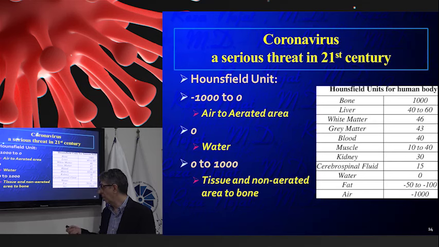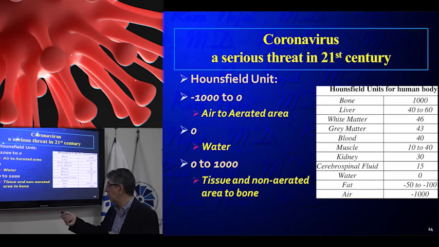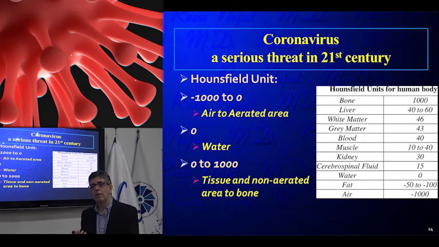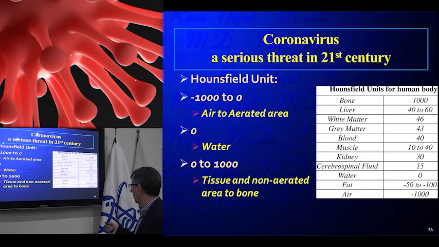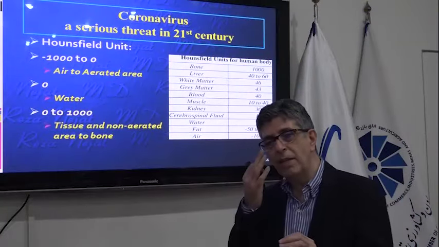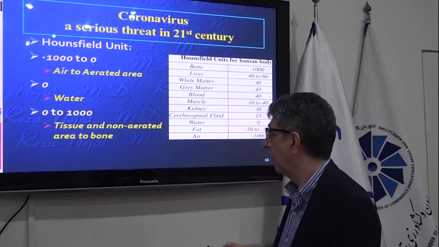And from water at zero to 1000, it gets closer to non-aerated tissue or bone. Here, from minus 1000 to zero, it goes from air to some aerated area, a mixture of tissue and aerated area. Here is the table where you can see the Hounsfield unit of air is minus 1000, fat is minus 50 to minus 100, and water is zero. And so we have a quantitative measurement of what we see in the CT scan.